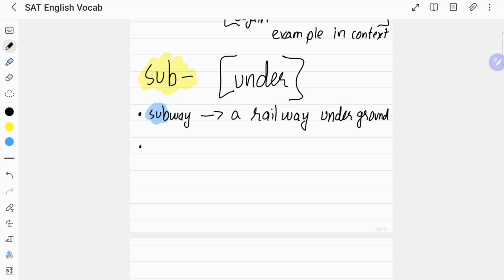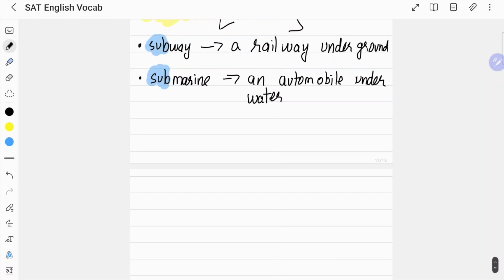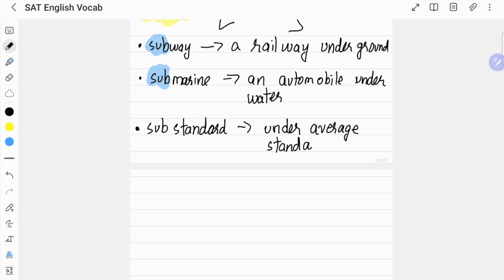Another word we can use is submarine. An automobile underwater with the prefix of sub. Now we can use the word substandard, which doesn't necessarily have to use the word under. So substandard. This normally means under average standards. So they can use this word in your SAT exam.